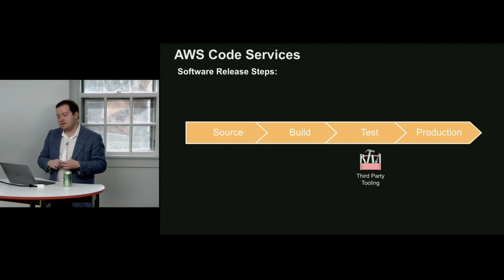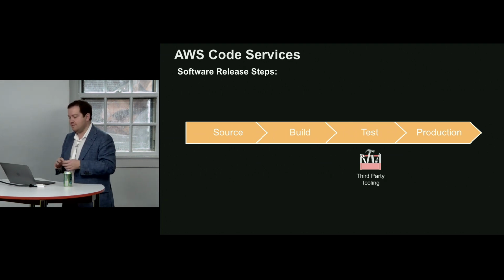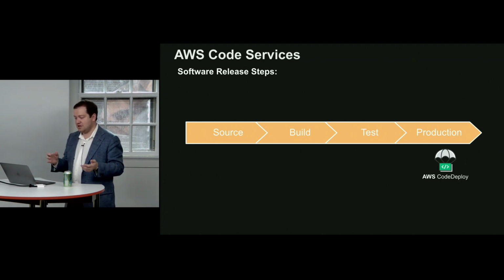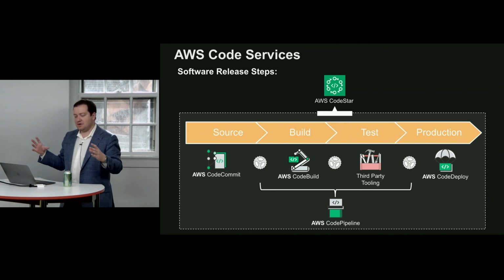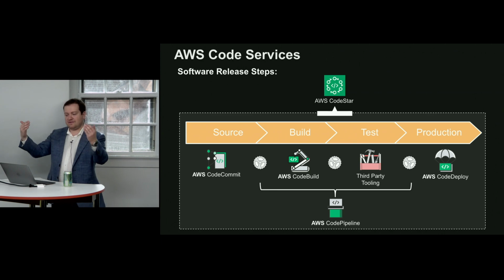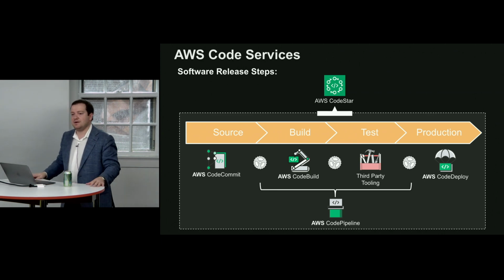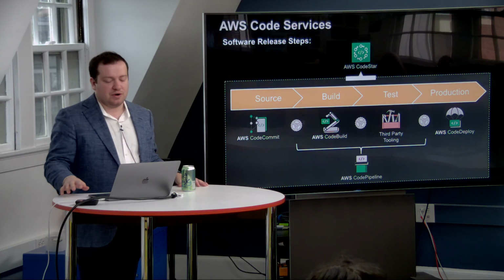For testing, you typically still use third-party tooling. And for deployments, you use CodeDeploy. To do the transition between all these stages, you have CodePipeline, which is the customer version of a tool that we built internally called Pipelines. And if you don't want to have to manually set this stuff up, we have CodeStar, which gives you an integrated dashboard and templates where you can get all these services up and running really quickly.